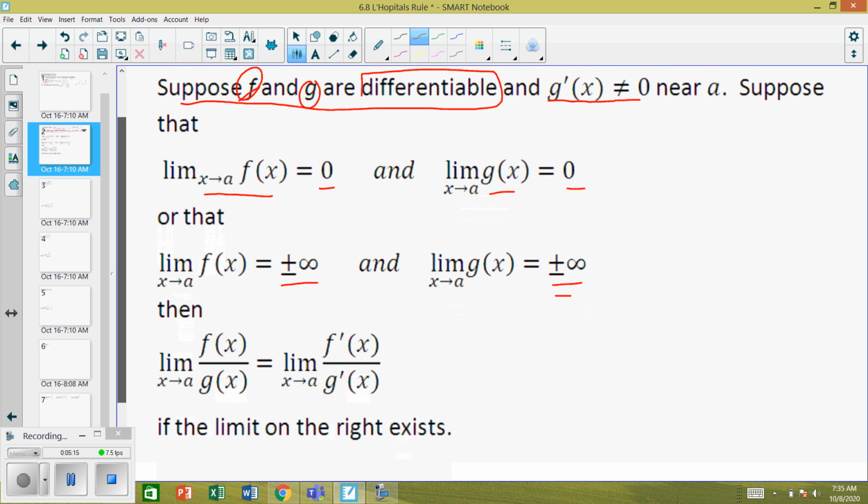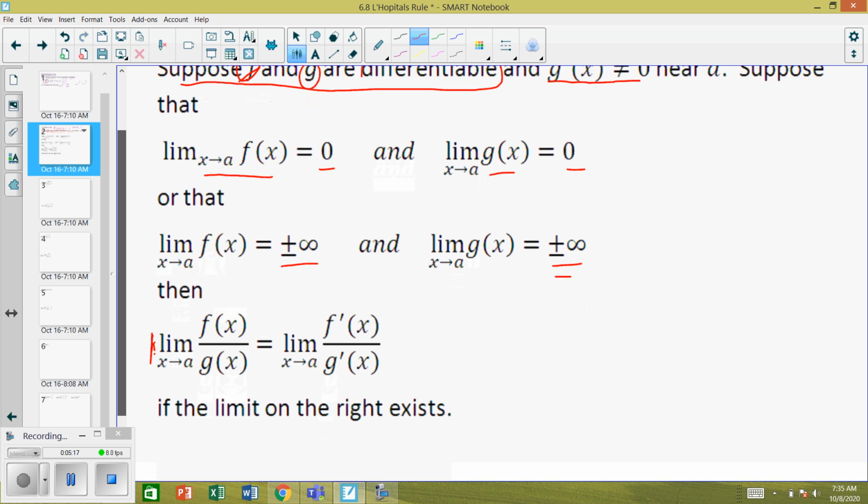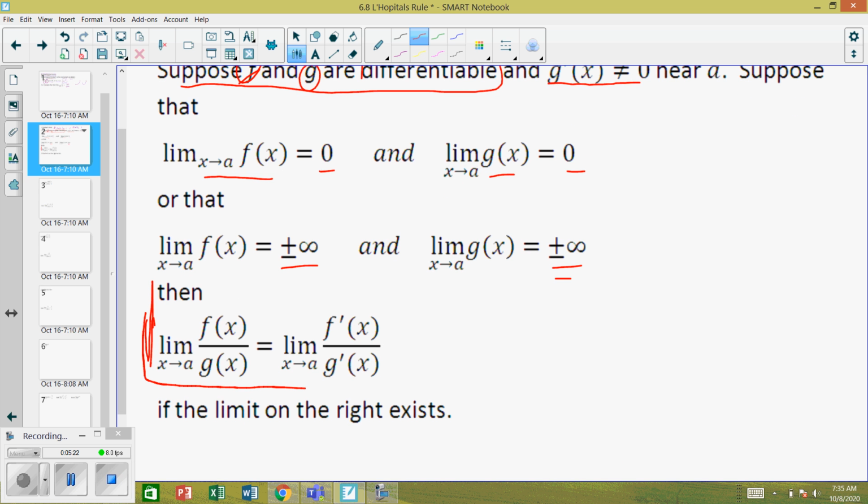then, oops, what are you doing now? This is L'Hopital's rule.